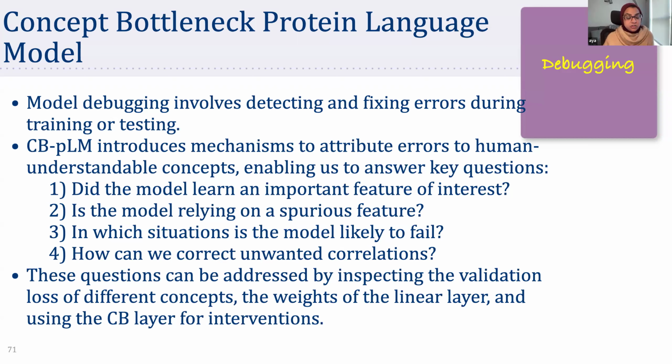the different concepts. So for example, if the model cannot predict a concept, then it did not learn this concept. So we can verify whether it learned a concept or not by just looking at the validation loss for the different concepts. Also, we can look at the weights of the linear layer to tell us which concepts the model relied on, and we can also use it for intervention to test the effect of changing the concepts on the output.